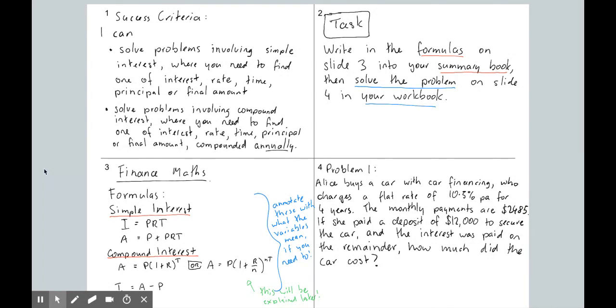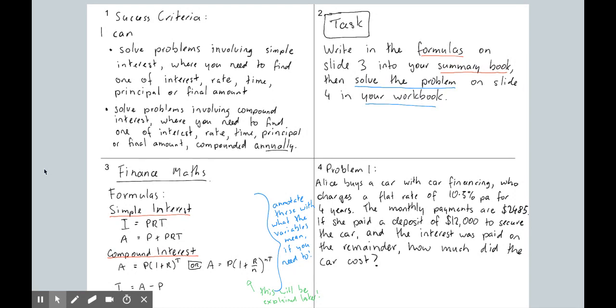When you have a look at your practice exercises, you'll see that sometimes it talks about compounding quarterly or half yearly or monthly. So we'll get onto those problems next lesson or the lesson afterwards. Just keep in mind that I'm keeping it to annual compounding to keep it relatively straightforward. By now you should have at least written the formulas in.